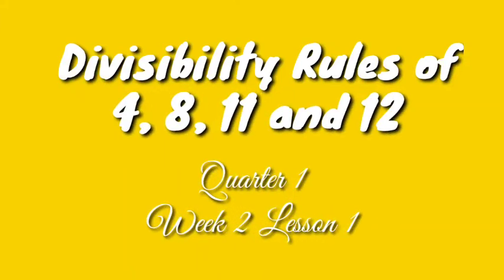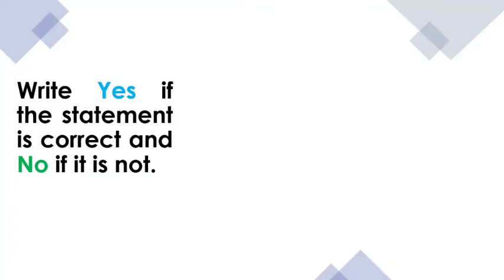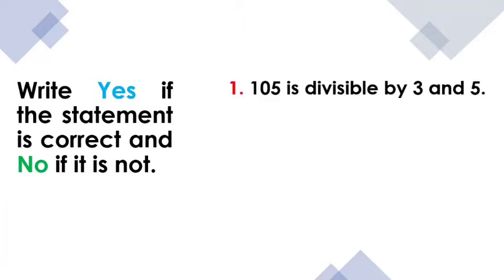Good day! Today, we will discuss the divisibility rules of 4, 8, 11, and 12. Let us answer first our preliminary activity. Write yes if the statement is correct and no if it is not. Number 1. 105 is divisible by 3 and 5. Very good. The answer is yes.